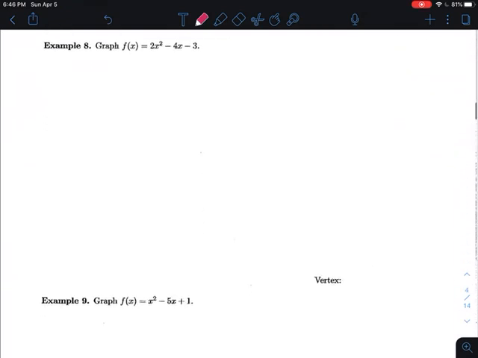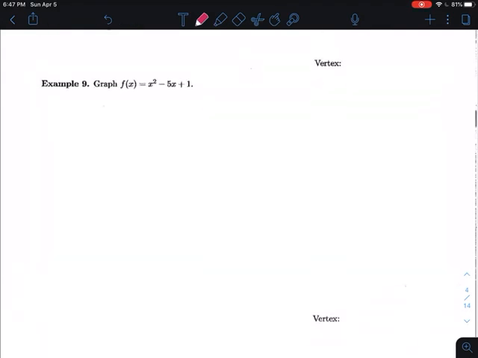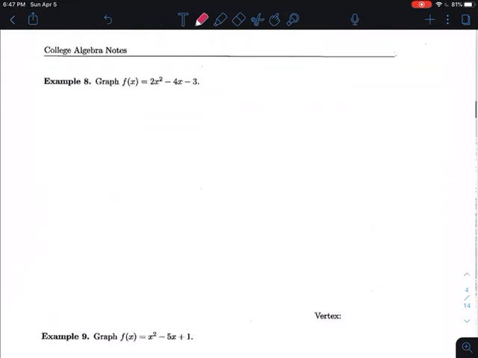All right, so you have some more examples here that you can try for practice before you do your homework, and just check the graph using Desmos.